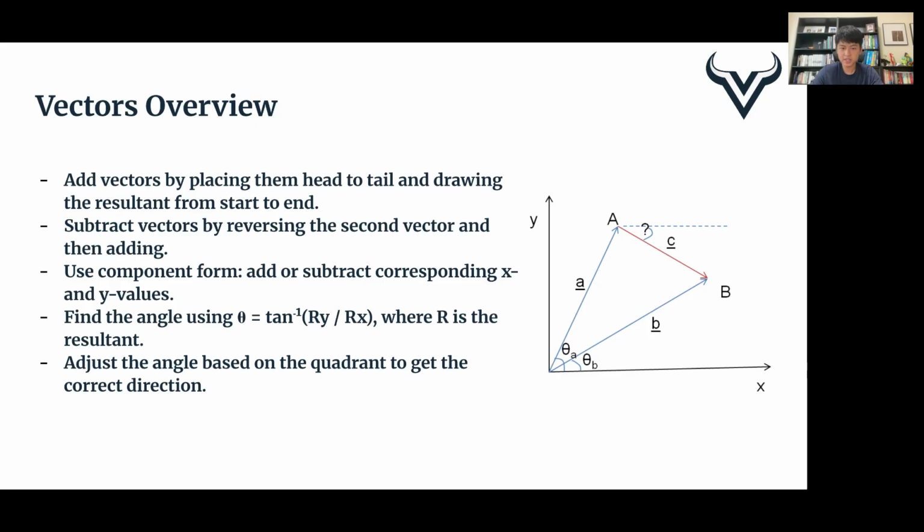You can also adjust the angle based on the quadrant to get the correct direction. For example, if you know the matrix is in the second quadrant, and after doing inverse tangent, you get an angle in the fourth quadrant, you would add 180 degrees to get it into the second quadrant. So be careful with that.